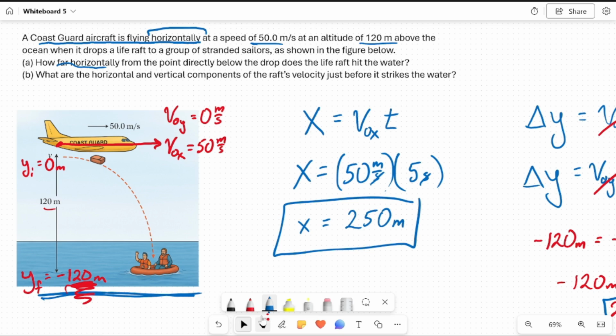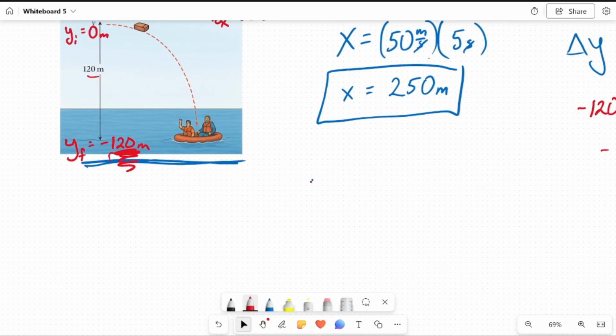If we want to find the second question, it says, what are the horizontal and vertical components of the raft's velocity before it strikes the water? So let's take a look at this point. Right before the thing hits the water, it's going to have two velocities. It's going to have an x velocity and it's going to have a y velocity. Now, sometimes a question will even ask you to find just the velocity. If it says that, all you've got to do is take the Pythagorean of your x and y values.